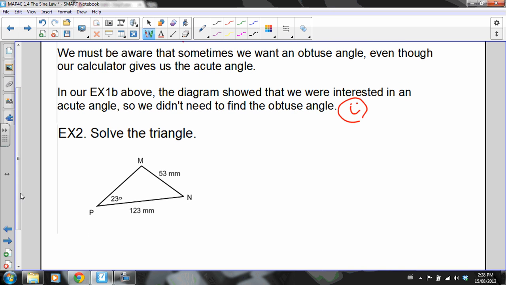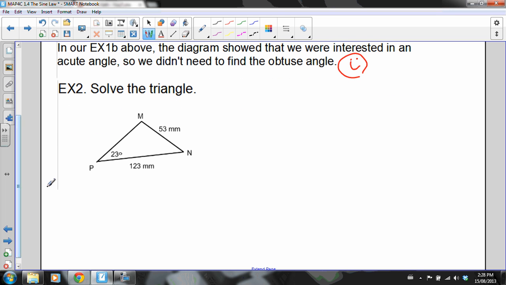We're asked to solve the triangle. Remember, solving a triangle means finding all of the sides and all of the angles. So what are the things that we don't have? Well, we don't have angle M. We don't have angle N. And we don't have side N. So we got to keep working until these things are filled in. All right, well, let's start somewhere.